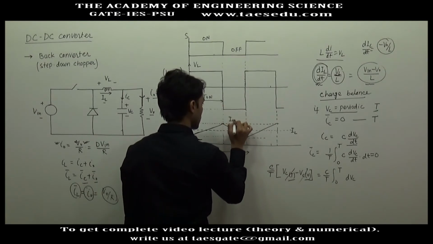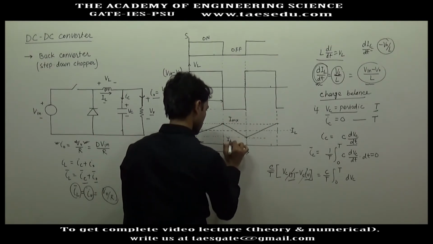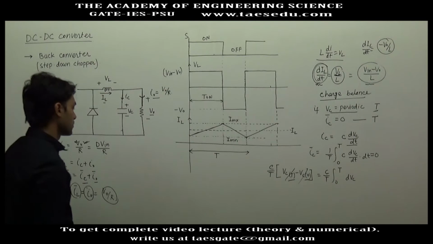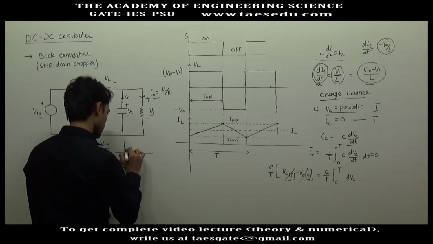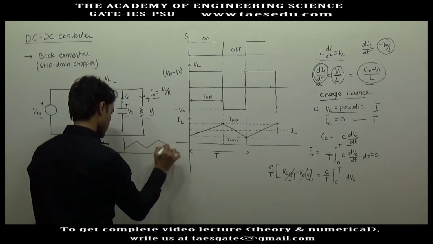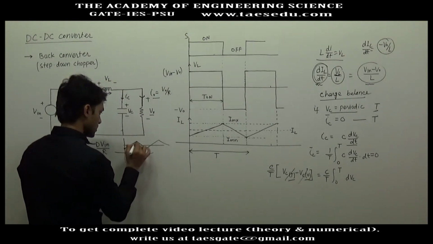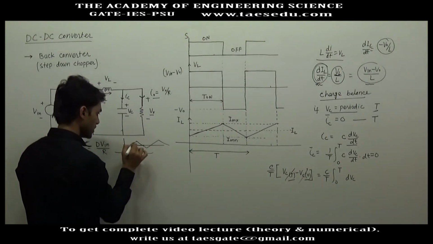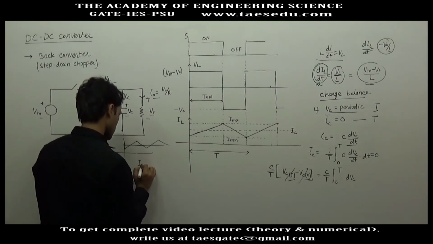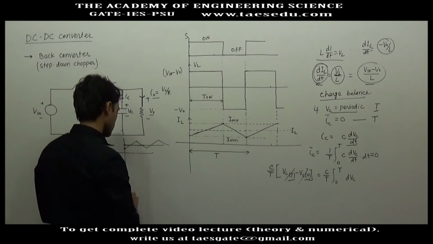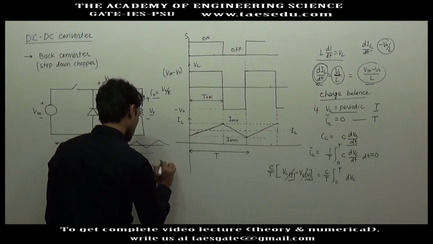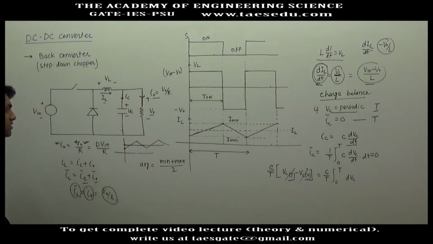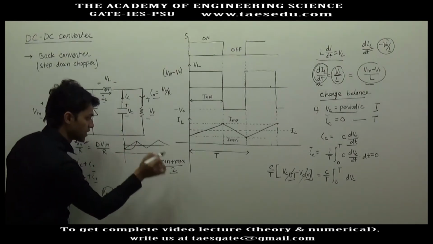This is the maximum value of inductor current, and this is the minimum value. When any quantity is varying as a straight line, the average value will be the mean of the minimum and maximum point. Average will be minimum plus maximum divided by 2 if the variation is along a straight line. If it is making a curve, then you cannot apply this formula.